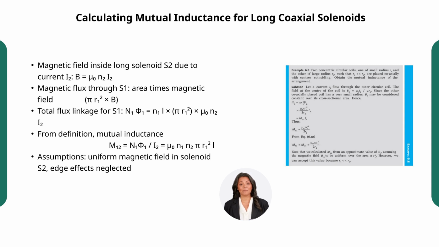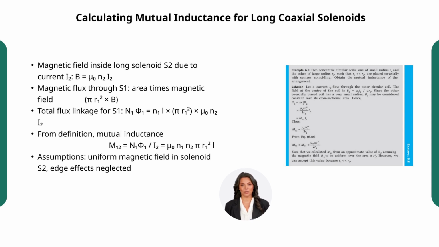Let's now calculate the mutual inductance for our two long coaxial solenoids in example 6.8. We start with solenoid S2, which carries a current I2. This current produces a magnetic field inside it given by the formula B equals the permeability of free space, mu 0, times number of turns per unit length, n2, times current I2. This B field is uniform inside the solenoid if it is sufficiently long, ignoring edge effects.